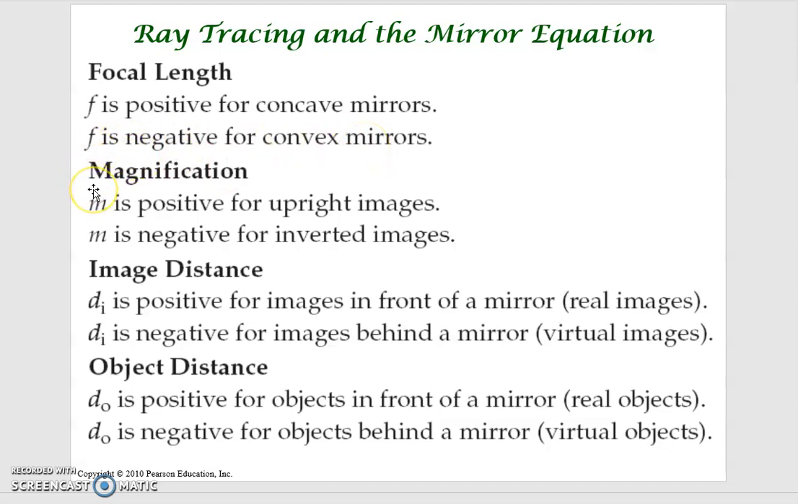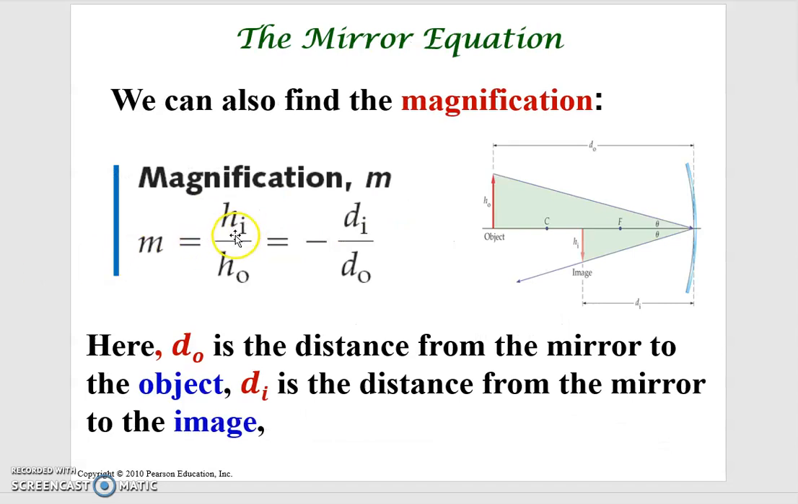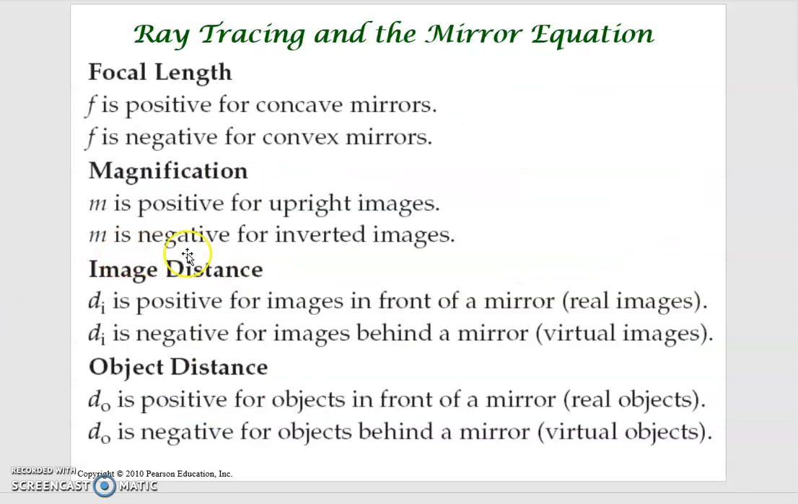And how about the magnification M? M is always positive for the upright image. The reason is because for the upright image, h_o is positive and h_i is positive, so M is positive. But now, if it is a real image, h_o is positive, but h_i will be inverted, so it is negative. That's the reason that M is negative for the inverted image.